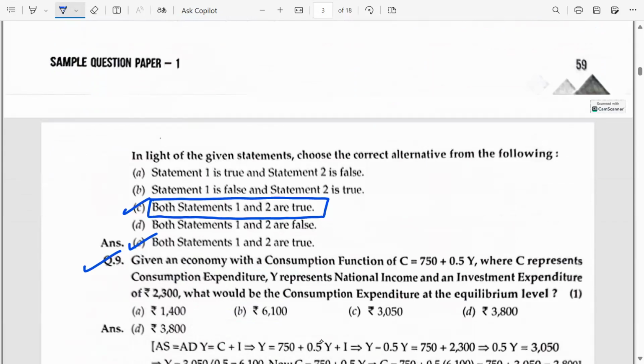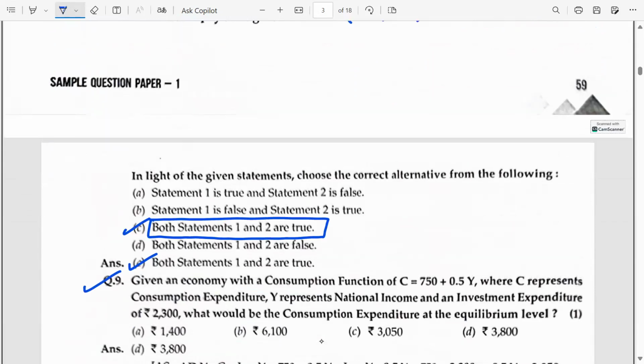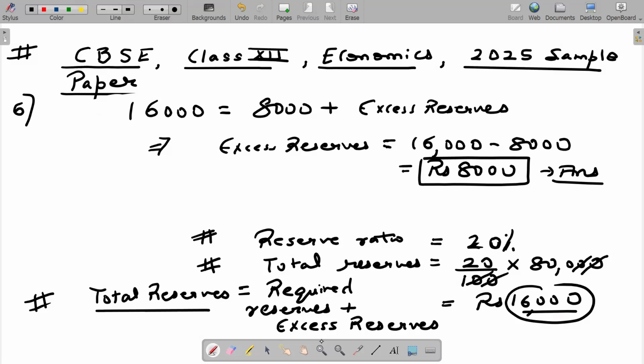Given the consumption function is 750 plus 0.5y, where C represents consumption expenditure and Y represents national income, and investment expenditure is 2300, what would be the consumption expenditure at the equilibrium level? Again, it's a question which students can check out in my lectures on the aggregate demand and aggregate supply unit in the macroeconomics course. If I come to the whiteboard now to solve this, we are looking at question number 9.